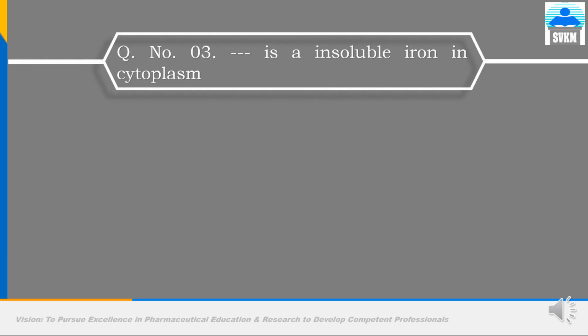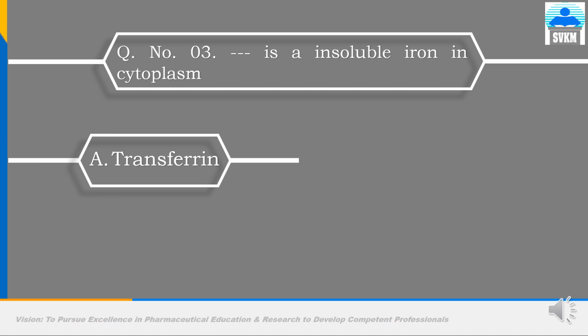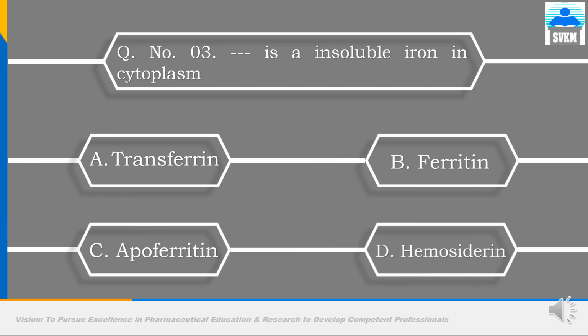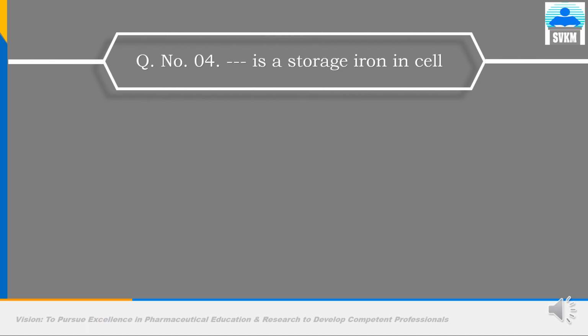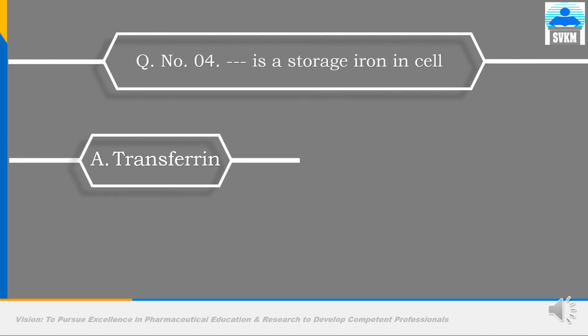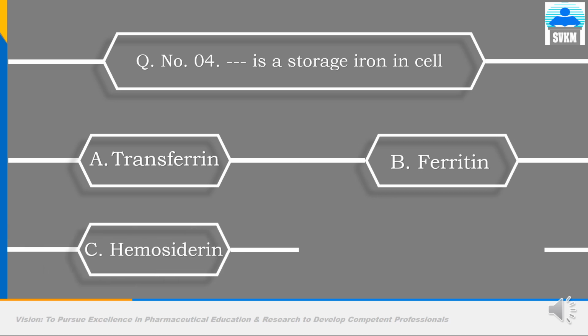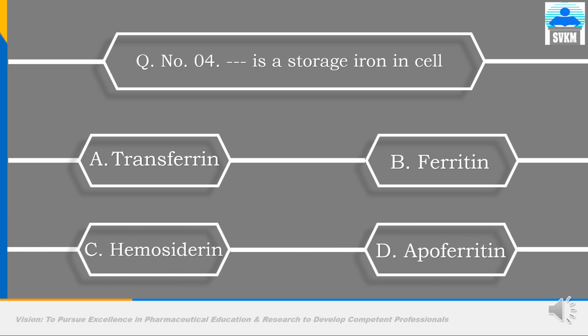Dash dash is an insoluble iron in the cytoplasm. One is the transferrin, second option ferritin, C apoferritin, D hemosiderin. The correct answer is hemosiderin. Next, dash dash is a storage iron in the cell. A option transferrin, B ferritin, C hemosiderin, D apoferritin. Correct answer is ferritin.